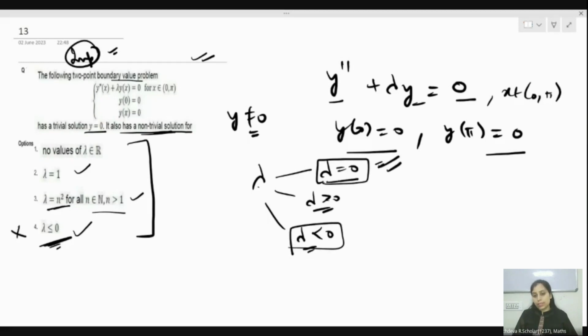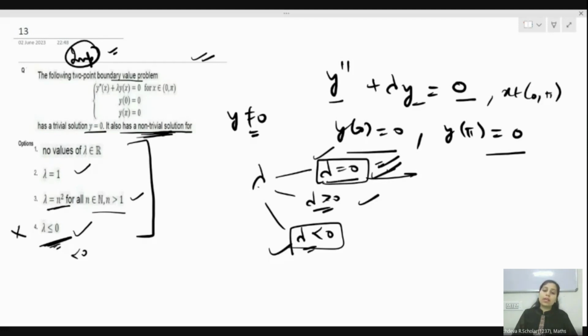If this happens, let's see first for lambda equal to 0. If either one of these two has only the trivial solution, the fourth option will be cancelled, because they are saying non-trivial solution for less than 0 and equal to 0. Let's see one by one. We will check for lambda equal to 0 also.